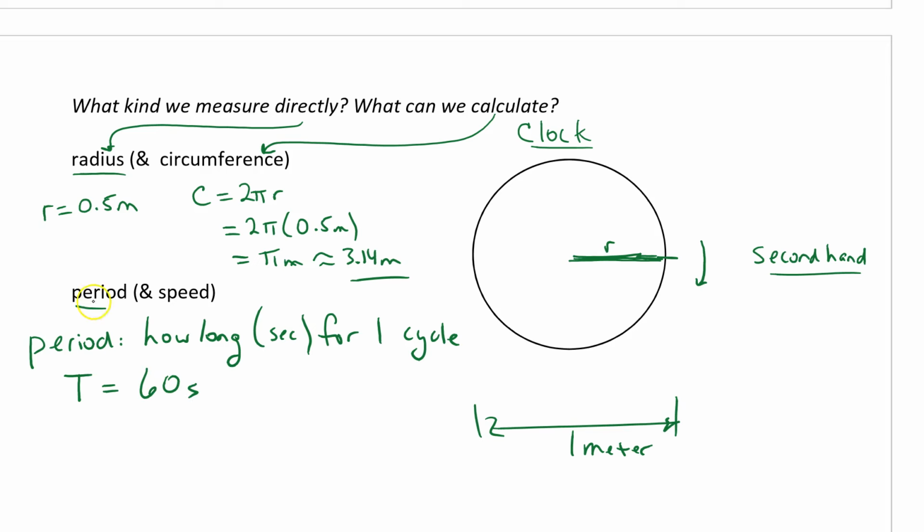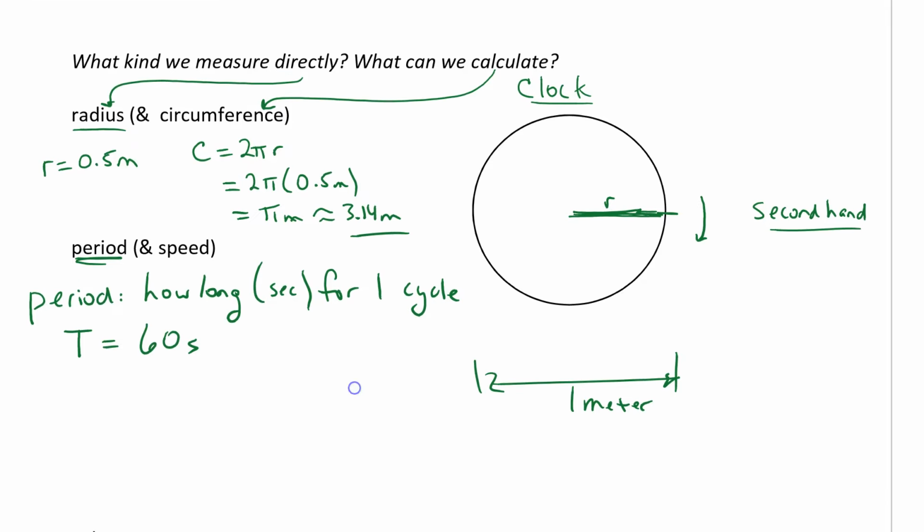Okay, so this is something that we could measure directly. How would we measure it? Probably with a stopwatch, right, or a smartphone watch, or just our knowledge of the clock would tell us it's 60 seconds in our example. So what about speed? Well, speed is an example here that we would actually calculate using this period idea.